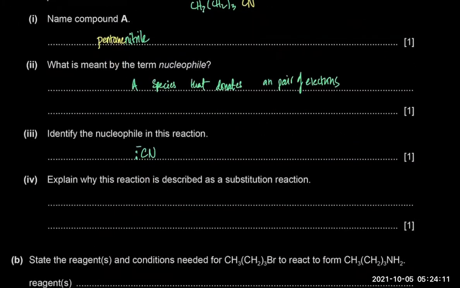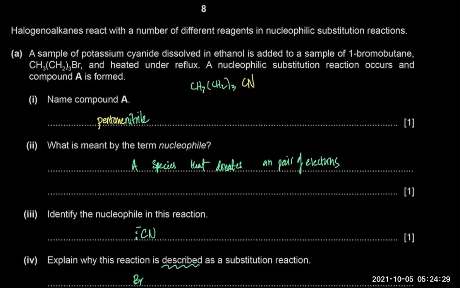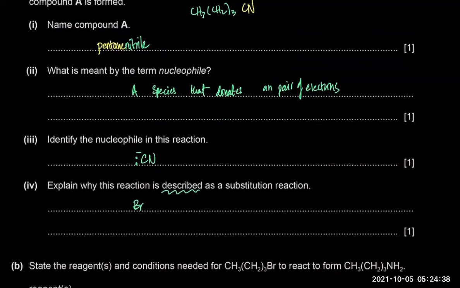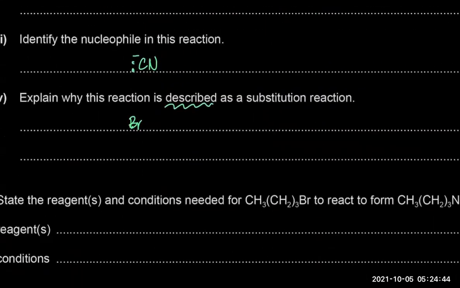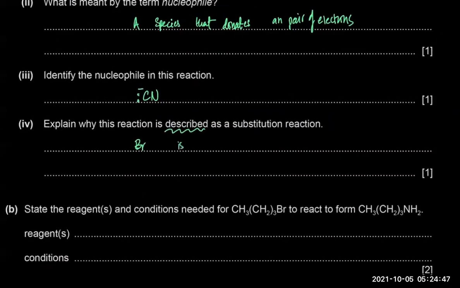Explain why the reaction is described as a substitution reaction. It's not asking why halogenoalkanes undergo substitution. If you just look at the reaction, why do we call it a substitution reaction? Exactly, that's all you have to say. Br is substituted by CN.